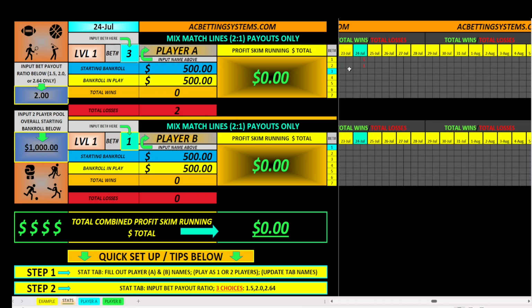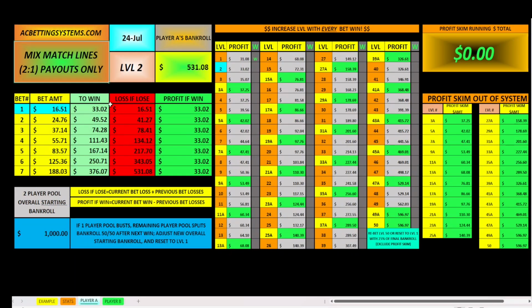Remember, this only needs to be increased after a loss. But with every win, this gets reset to 1. It's important to stay on top of this, stay organized. So let's put a win in there. This gets reset back to 1. Now we see we're back to level 2. There's our profit. And if we look at the players tab, we see the profit. Our bankroll increased to 531.08.